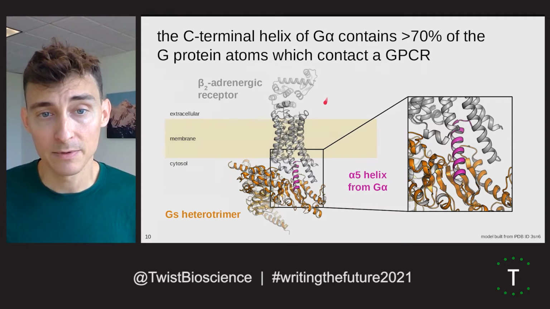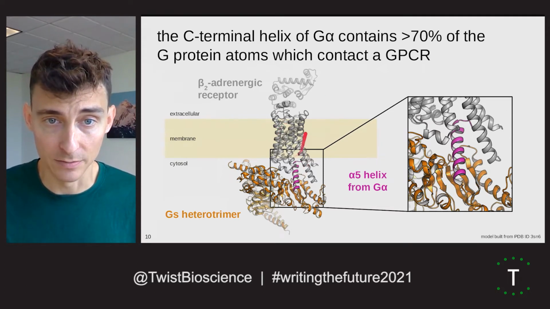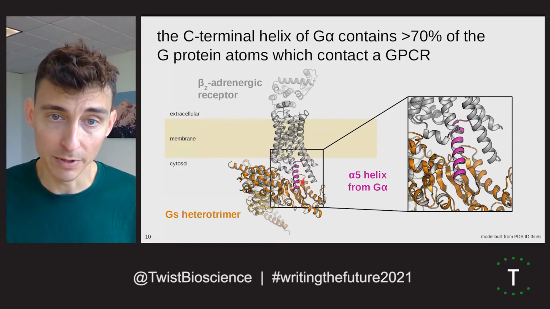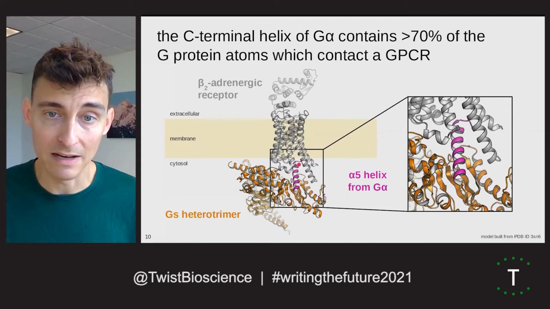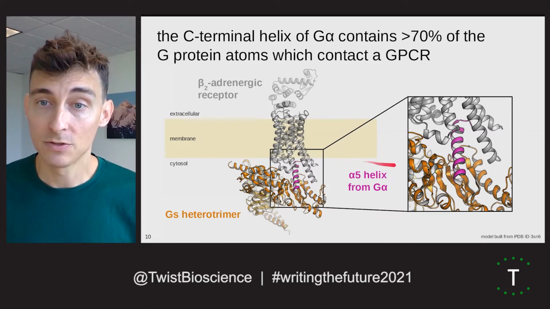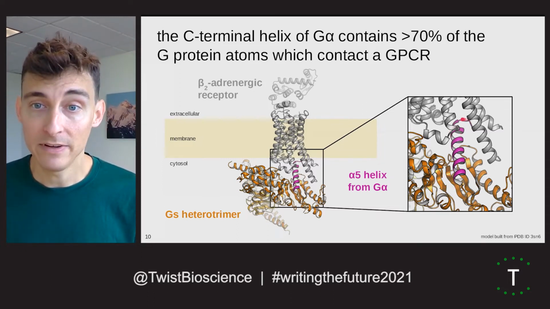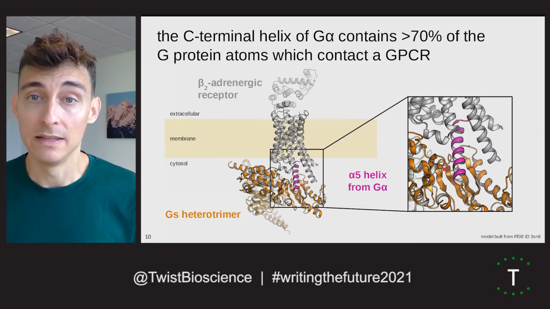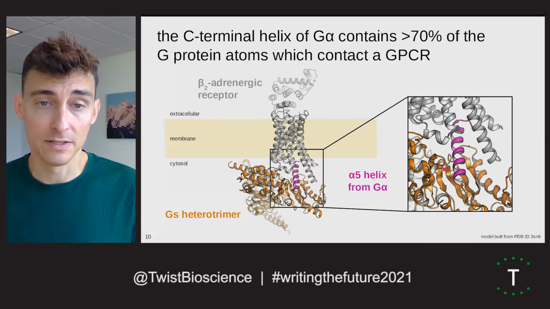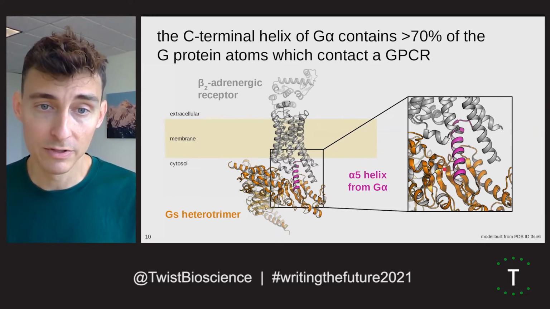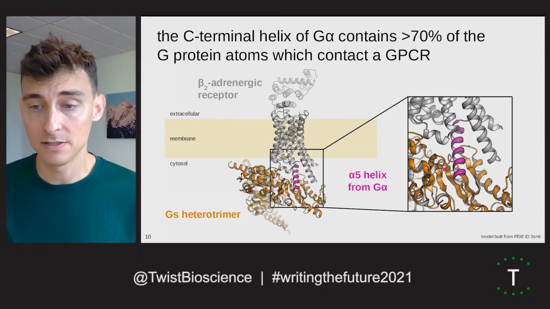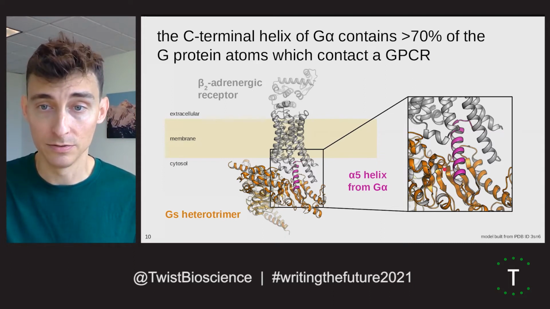So if we look closely at the structure here, we have the structure of the beta-2 adrenergic receptor bound to the GS heterotrimer. So the GPCR is in gray and the G protein is in orange. And a component of the G protein I've highlighted here in magenta. This is the alpha-5 helix. It's at the C terminus of the alpha subunit. And this one helix, if we zoom in here, contains over 70% of all the atoms in the G protein that contact the GPCR. And so this is the primary specificity determining region of a G protein. And it also contains the majority of the interactions. So we think this is a great place to start if we want to build an ideal G protein mimetic.